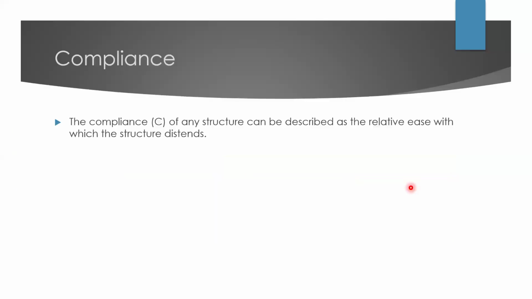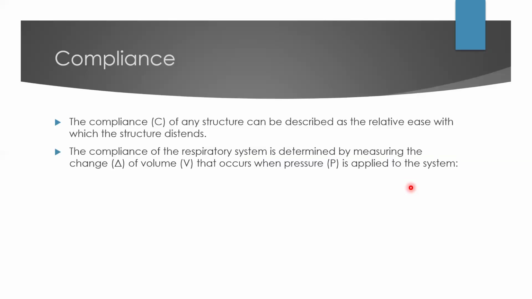Coming to compliance. Compliance of any structure can be described as the relative ease with which the structure distends. The compliance of the respiratory system is measured by measuring the change in volume that occurs when a pressure is applied to the system. It is mathematically represented as change in volume over change in pressure. So we understand that the compliance of a system is the change in volume that happens due to the change in pressure that we are applying.